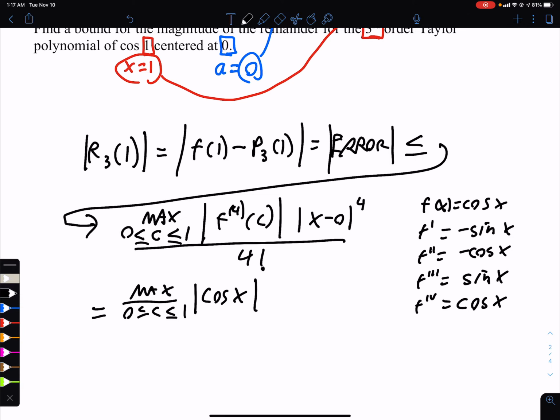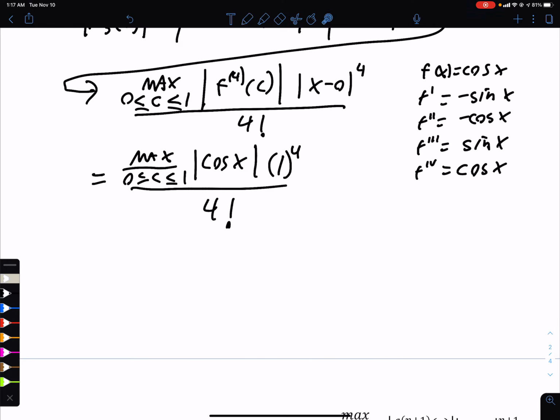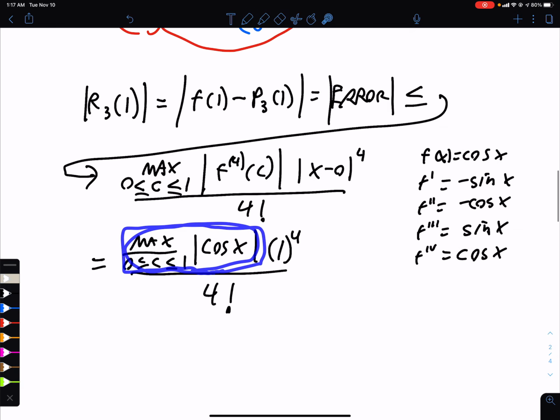Our x is 1. So this is going to be 1 to the fourth power, all over 4 factorial. Now, how are we going to do this? What this is saying is we want to replace this with a value that's bigger than any of these, because we want to make a bound. We want this to be the smallest we can make it, but it's going to be the biggest value that this can be, the maximum value of cos of x.